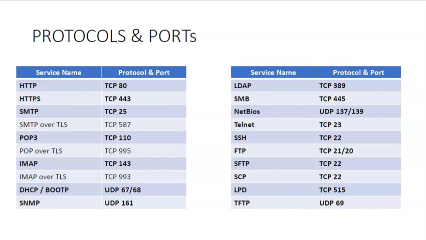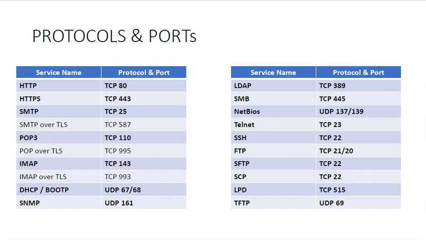Then we have Telnet, which works on TCP port number 23. It is also a plain text terminal access protocol, and the Telnet application can also be used to check if the other system has any other ports open. Then we have SSH, which runs on TCP 22. It is a secure alternative to Telnet.